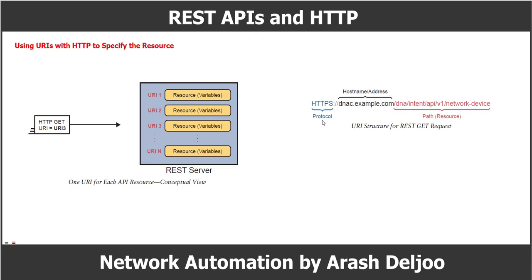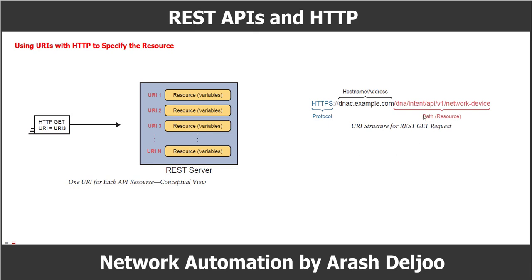First, HTTPS. The letters before the colon and slashes identify the protocol used. In this case, HTTP Secure, which uses HTTP with SSL encryption. After that, here we can see dnac.example.com, where DNAC means DNA Center. This is the host name or address. This value sits between the double slash and the one slash after it, and identifies the host. If using a host name, the REST client must perform name resolution to learn the IP address of the REST server.